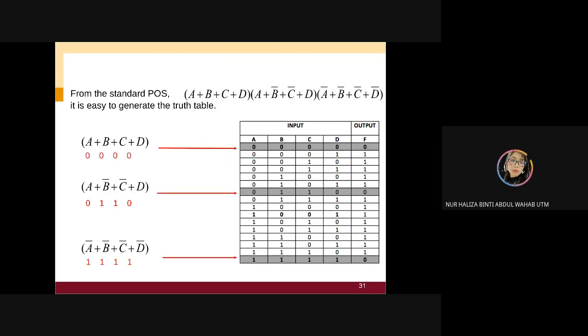So in short, the fast-track way: whenever I have A equal to 0, B equal to 0, C equal to 0, D equal to 0, I'm going to get 0. A equal to 0, B equal to 1, C equal to 1, D equal to 0, I'm going to get 0. And A, B, C, D all equal to 1, I'm going to get 0 for my POS output.